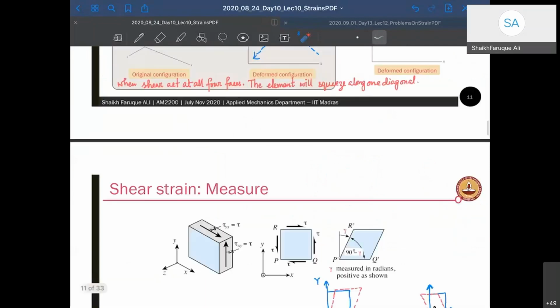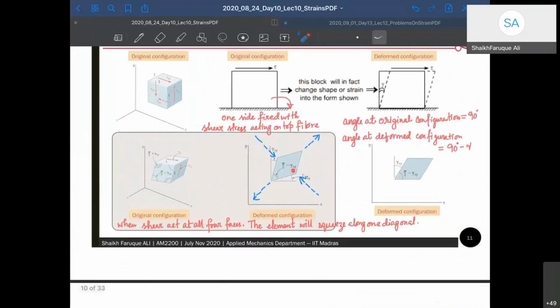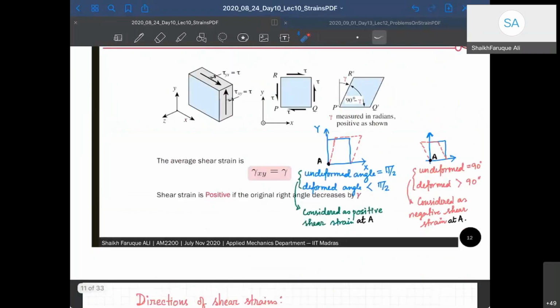So if I have this body here, back to this one, if you see this point A, the angle was 90 degrees and reduced to lesser than 90. So this is a positive shear strain. But if instead of looking at this point, I move to this point, this point was 90 before deformation, but now it is an obtuse angle greater than 90. So that's a negative shear. So I changed the point, and the shear has changed from positive to negative. Okay, is that understood?